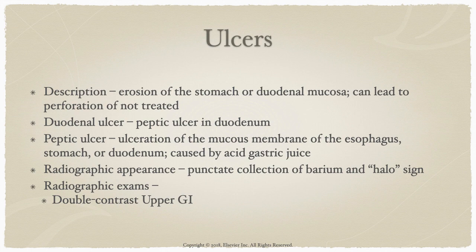Ulcers, erosion of the stomach or duodenal mucosa can lead to perforation if not treated. A duodenal ulcer is a peptic ulcer in the duodenum. A peptic ulcer is ulceration of the mucous membrane of the esophagus, stomach, or duodenum caused by acid gastric juice. The appearance is a punctate collection of barium and a halo sign. You'll use a double contrast upper GI to perform and evaluate this pathology.